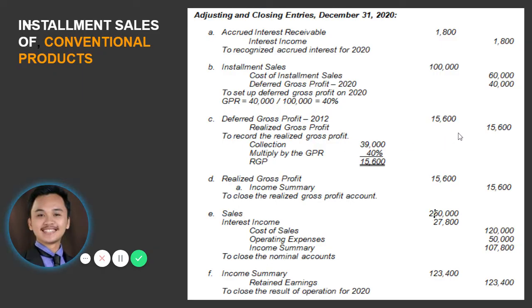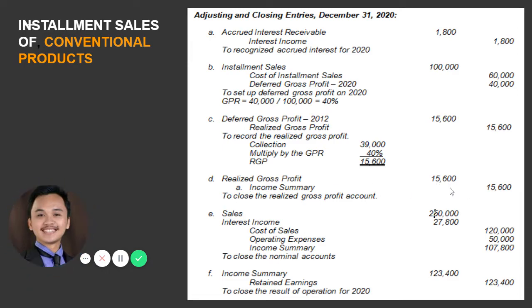So as what I have mentioned earlier, your deferred gross profit will be deducted or will be reduced once there is a realized gross profit. So debit deferred gross profit. So that means nigamay ang atong deferred gross profit. And then we have credit to realized gross profit for 15,600. And then, that same realized gross profit, guys, of 15,600 will be closed to our income summary.